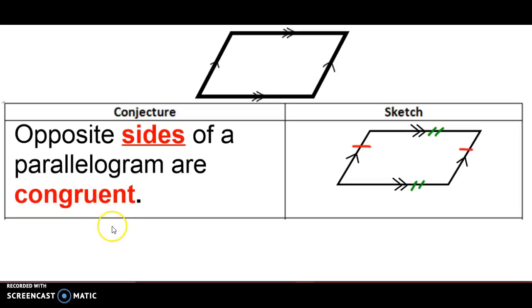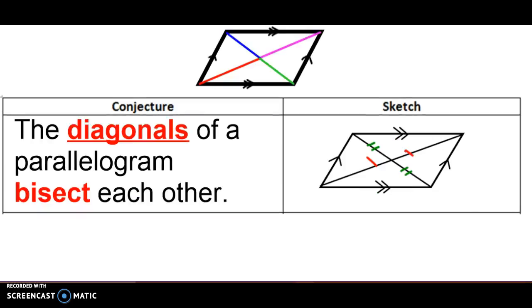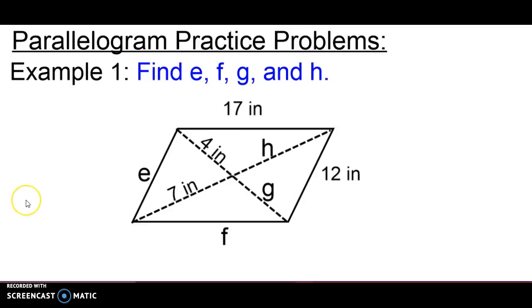We also talked about opposite sides of a parallelogram, and we know that those opposite sides are congruent. Finally, we talked about diagonals, and we learned that they bisect one another. Therefore, we can say that this green piece is congruent to this green piece, and this red piece is congruent to this red piece.